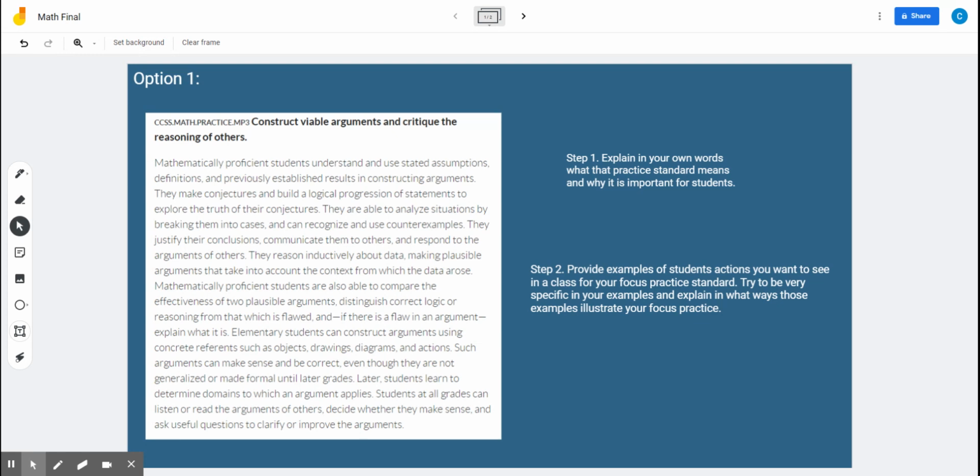Step two, provide examples of students' actions that you want to see in your class for your focus practice standard. So some things that I would like to see in my future classroom would be for students to show their work, be able to show me how they arrived at a certain answer, and also be able to talk back to me and explain the steps that they took in order to arrive at the answer.